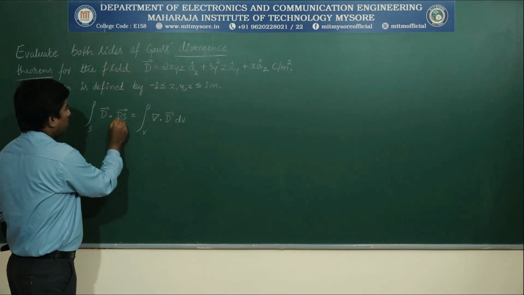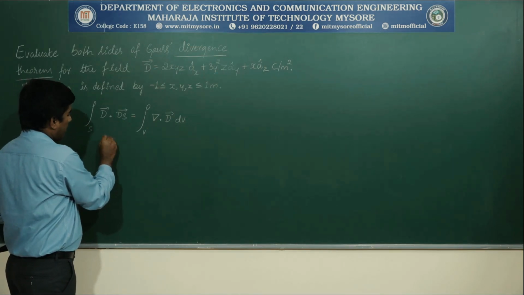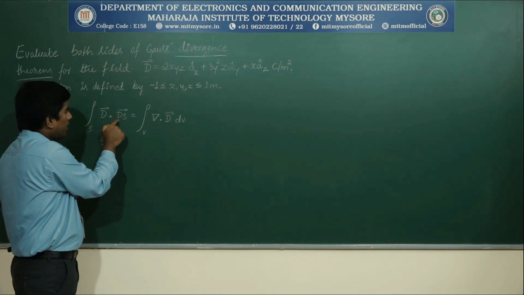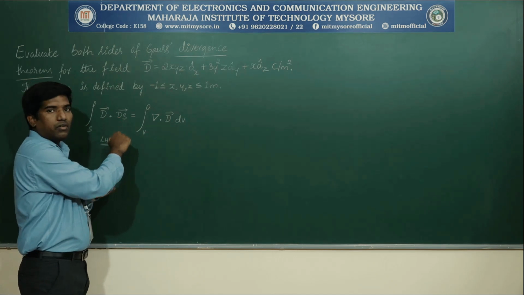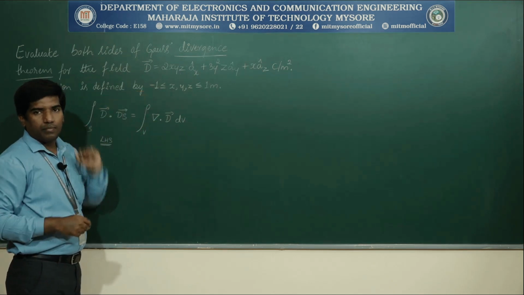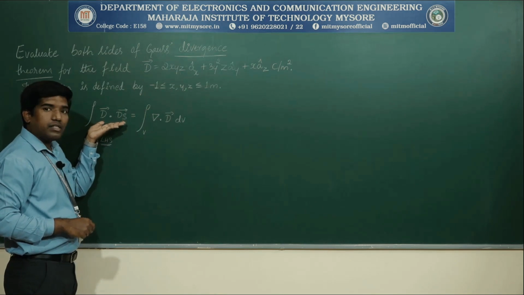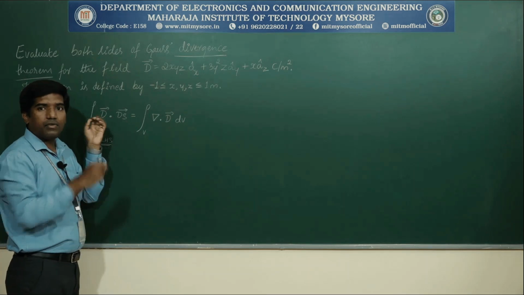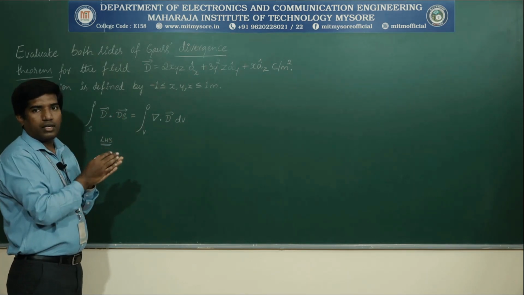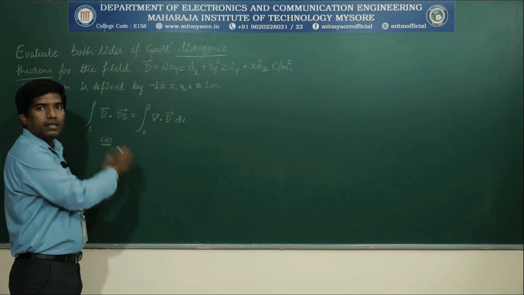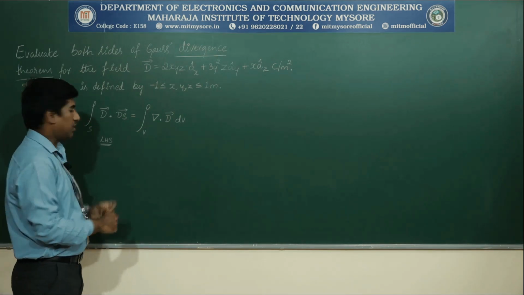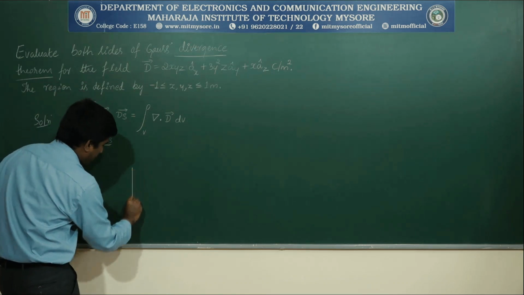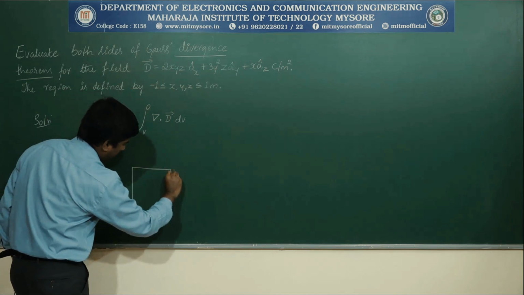Now, in order to evaluate the left hand side of this theorem, we need to know the differential surface of all the faces of the cube. So how do you evaluate the differential surface area? In order to evaluate the differential surface area of a cube using the rectangular coordinate system, we need to go for the Cartesian coordinate system representation. So let me write the Cartesian representation of a cube.